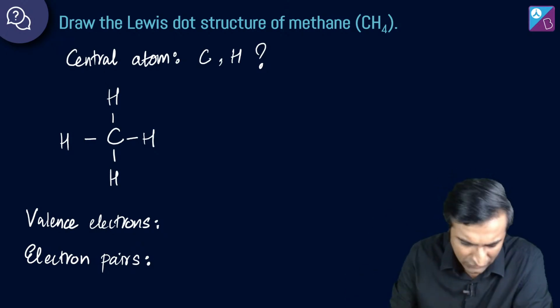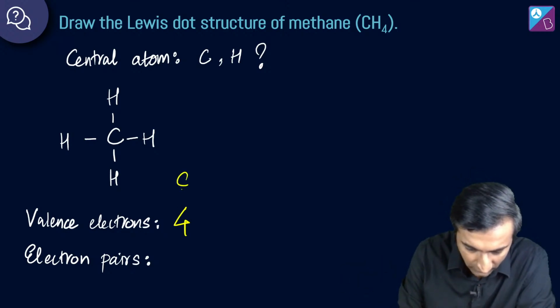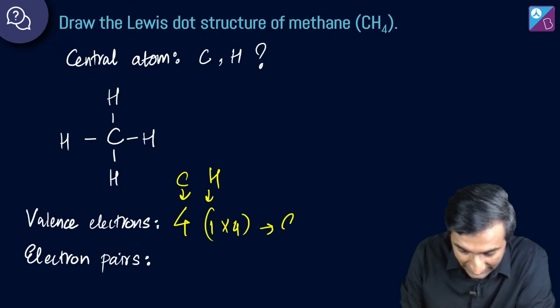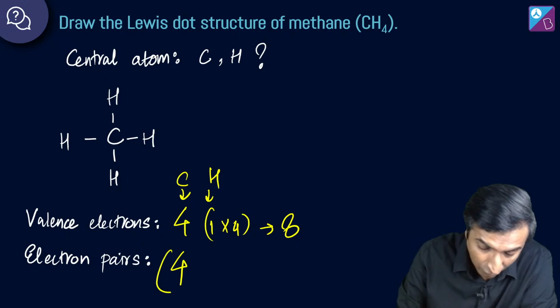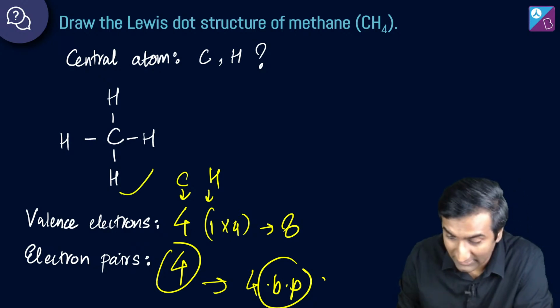By the way, just to do that calculation properly, कितने valence electrons हुए? कार्बन में तो कितने थे? 4 थे. हाइड्रोजन में कितने थे? हाइड्रोजन was 1 into 4, यानी कि टोटली हो गए 8. और इलेक्ट्रॉन पेयर कितने हो गए? 8 by 2, which is 4. अरे, look at this. And these 4 are already accounted for because you have 4 bond pairs. So this is all good. Looks like this is the structure.